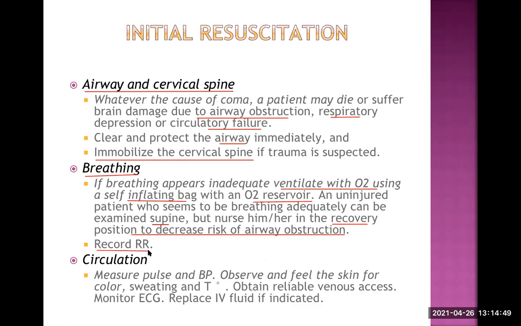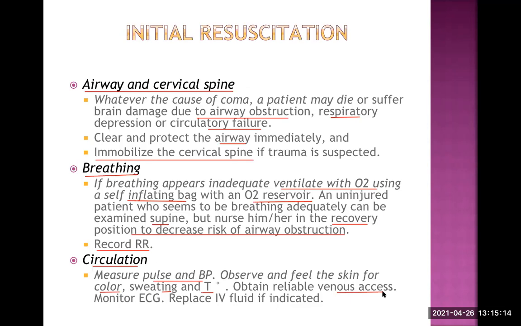Record the respiratory rate. Just a quick examination or counting of the respiratory rate would be enough. Regarding the circulation, measure pulse and blood pressure in the patient. What is the pulse rate and what is the blood pressure? Observe and feel the skin for color, sweating, and temperature.